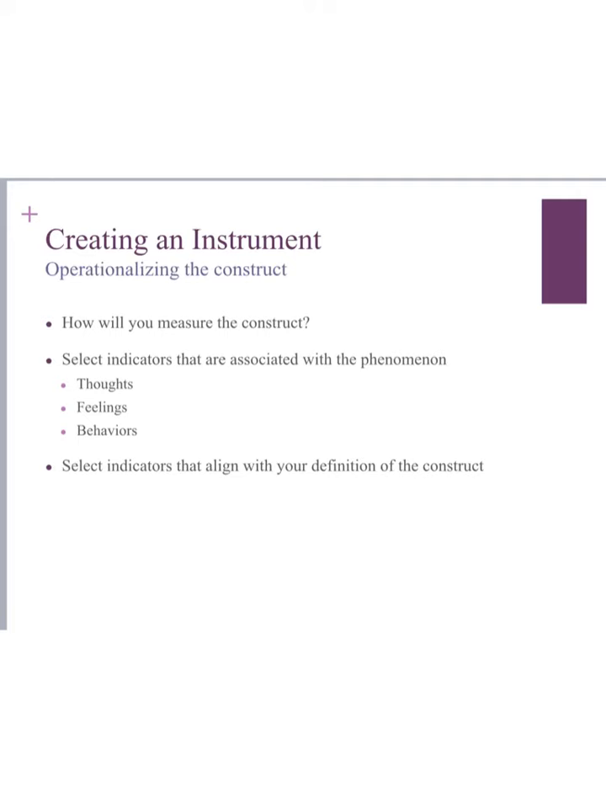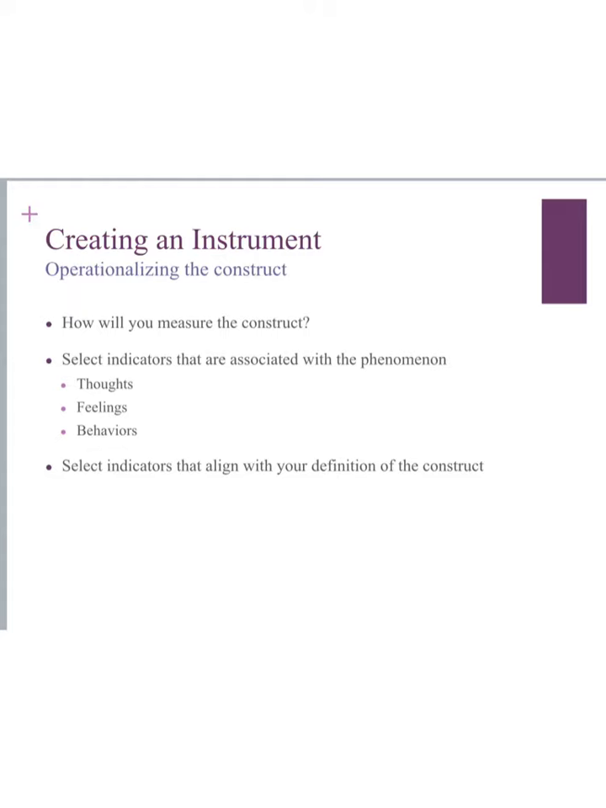Once you've defined your construct, then you have to decide how you're going to measure it. And this is called operationalizing the construct. So in the social sciences, we use different indicators that are associated with phenomena. We use thoughts, feelings, and behaviors. Now this should sound familiar because these are also things that we look at in therapy and when we're creating treatment plans. So you have to select indicators that align with how you have defined the construct.